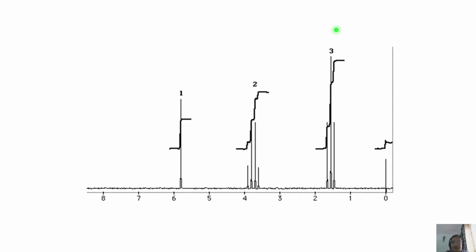This is a very famous spectrum which you will see in most of the textbooks. What could be the molecule which gives a spectrum like this? If I ask this question by giving the spectrum, look at it. You have a triplet, you have a quartet and a singlet.